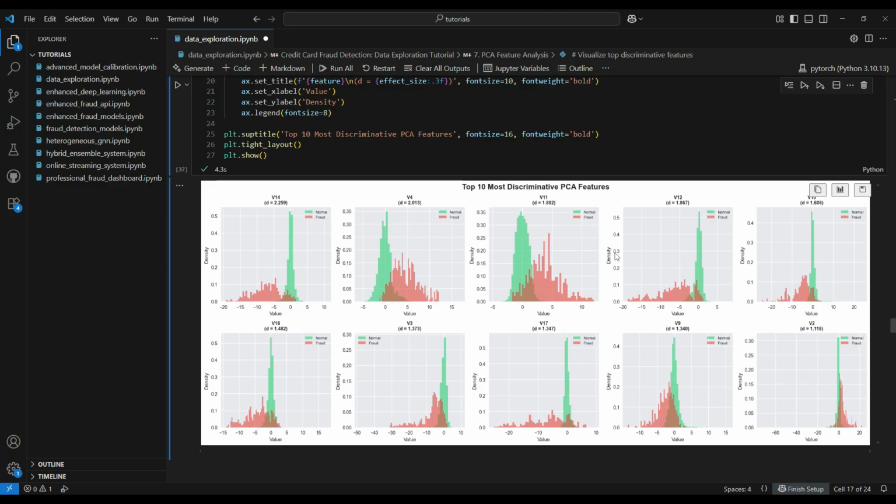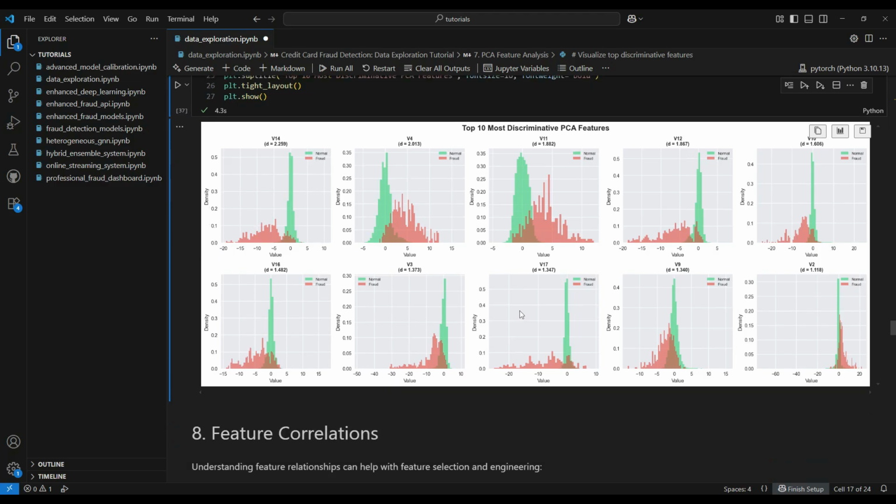So why is this analysis important? It tells us we have a strong signal in the data, and those specific features like V14, V4, V11, V12, V10 are the most valuable ones. We can definitely build good models with this data.